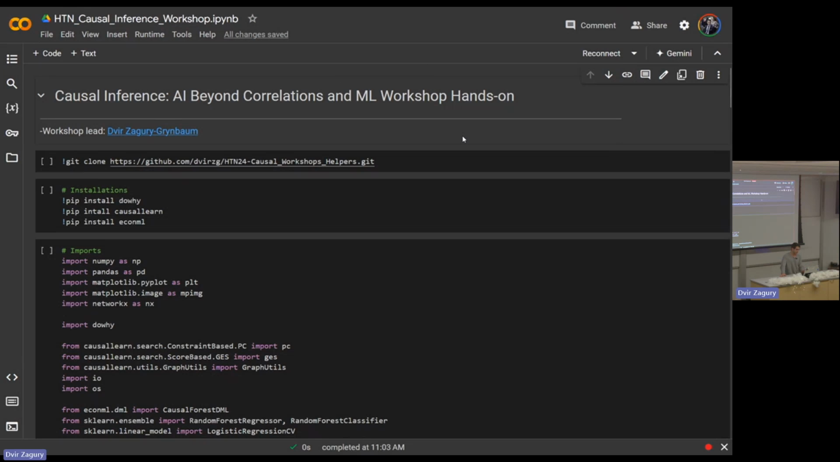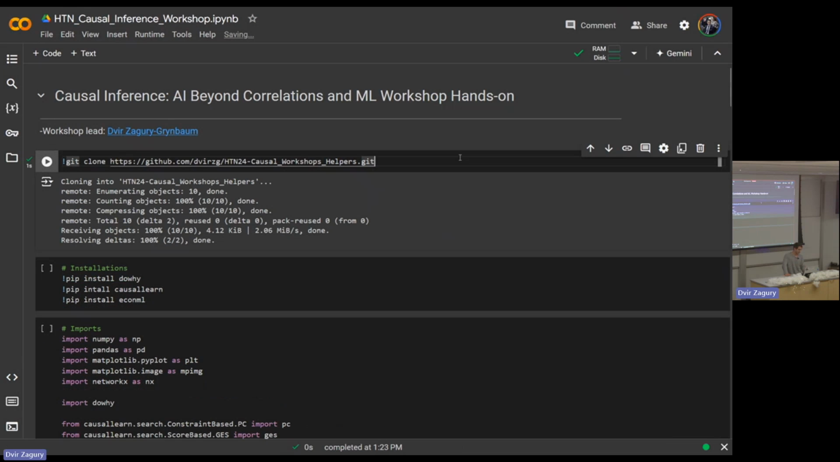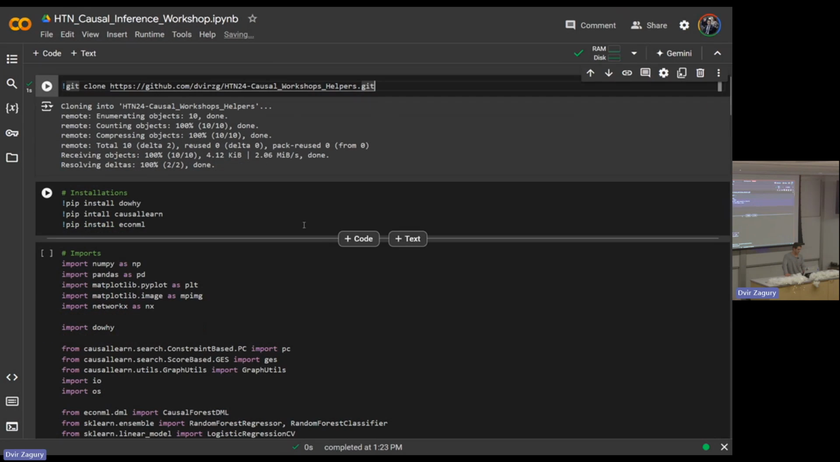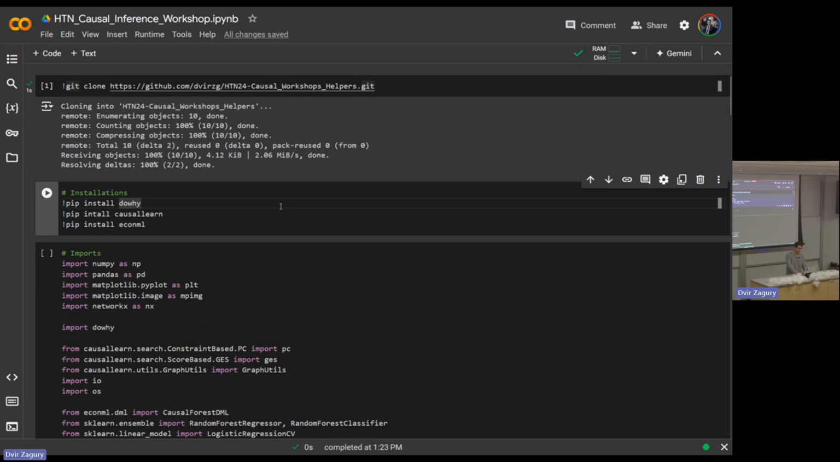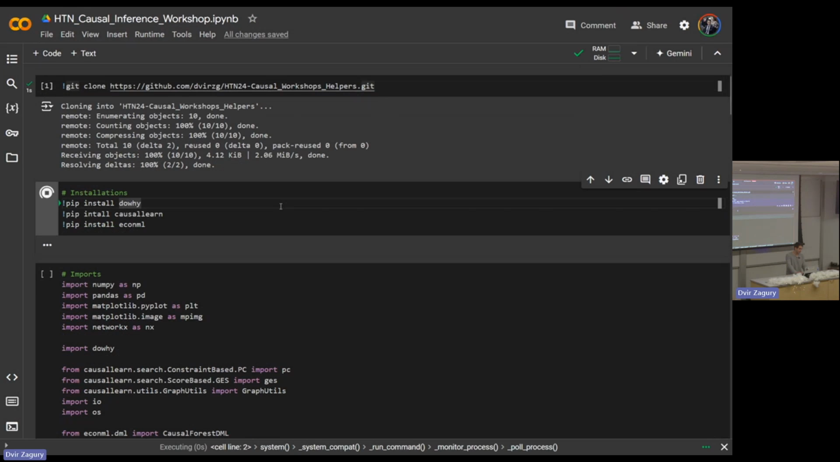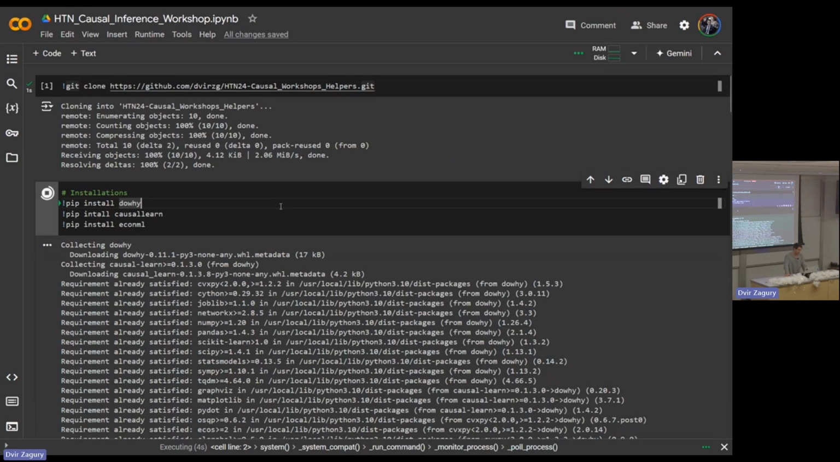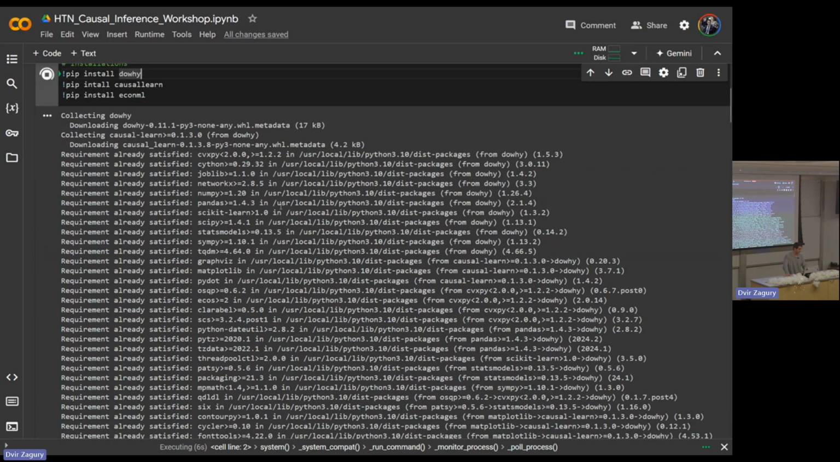So this is the notebook. What we're going to do is clone some helper files from GitHub, so just run that first cell. And you'll use those files later. Then we're going to install a few of those libraries that I talked about, DoWhy, Causal Learn, and EconML. DoWhy and EconML are Microsoft, Causal Learn, I'm not sure, but it's also very useful.